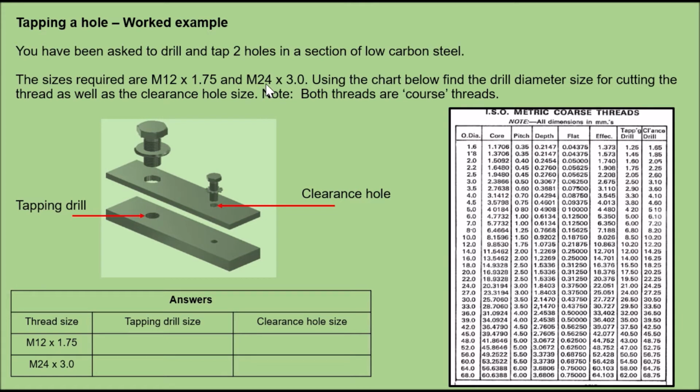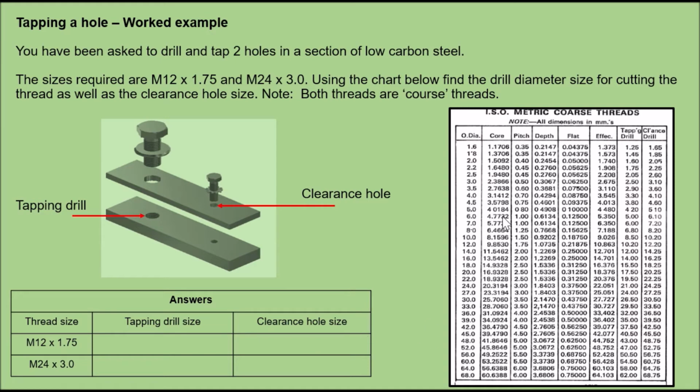Obviously, as you can see, the pitch size goes up depending on the diameter of the actual thread itself. It's important to point out that in this scenario we're only dealing with coarse threads, which is a set of standards for threads that we commonly use in engineering, although there are other standards. We have fine threads, British standard pipe threads, UNF, BNF, a multitude of different thread types. We're only looking at one, but the process of identifying the tapping drill size and the clearance drill hole size is exactly the same.